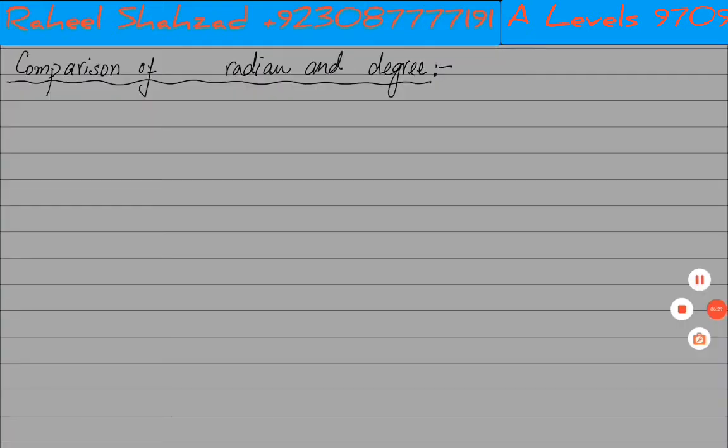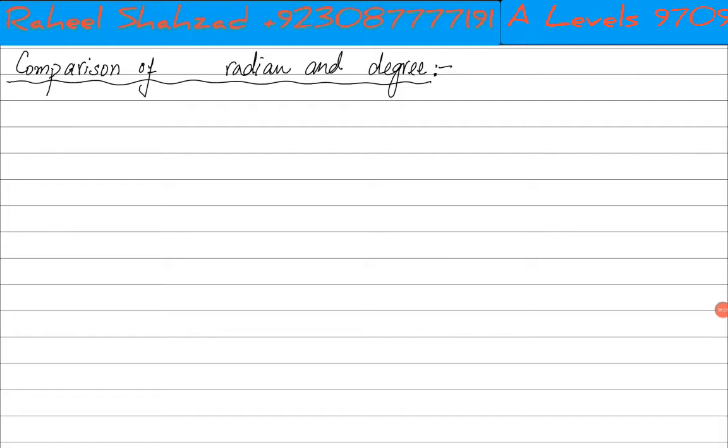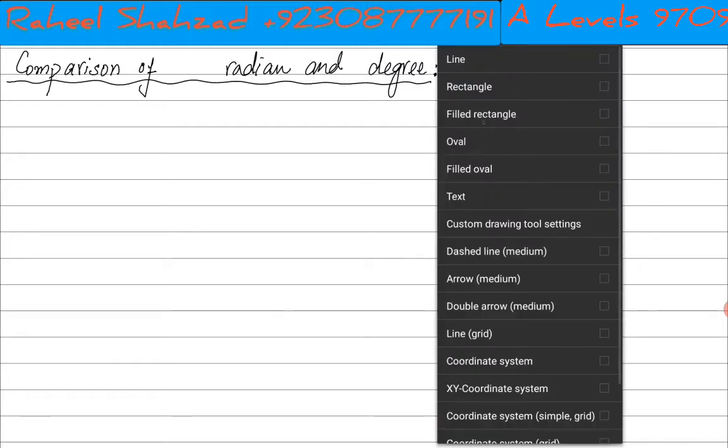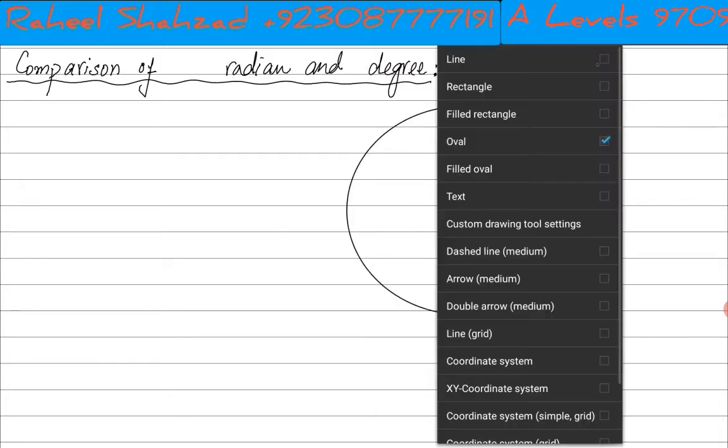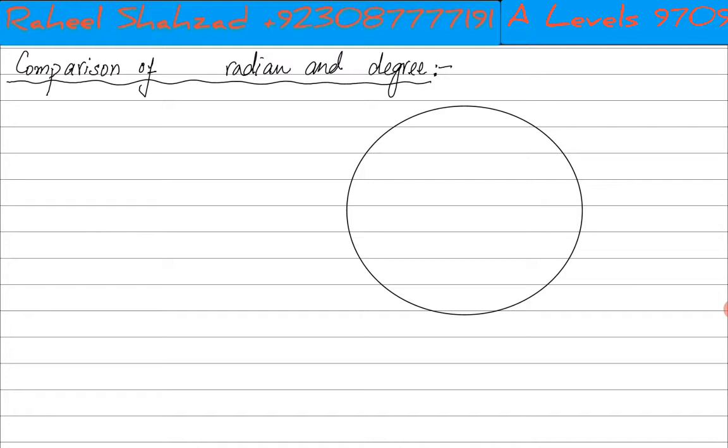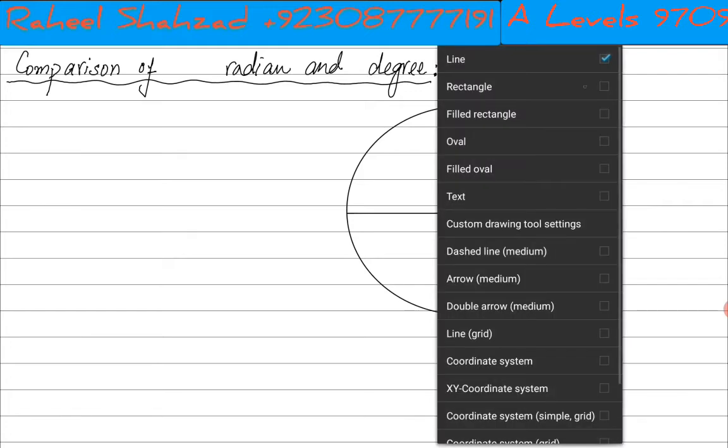Now we are going to compare degrees and radians. Obviously, when we discuss a new unit, we need to know the comparison between degree and radian. We will need to convert angles from degrees to radians and back from radians to degrees. So have a look at how we can compare them. We know that on a straight line the angle in degrees is equal to 180 degrees.